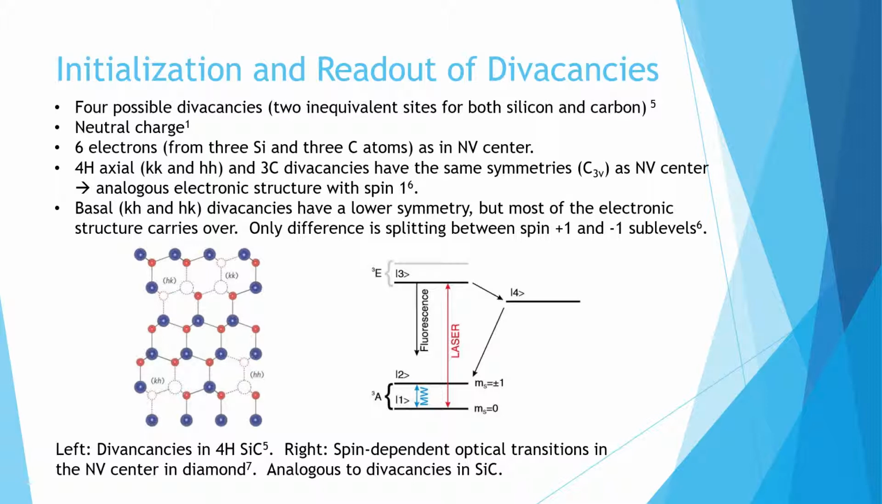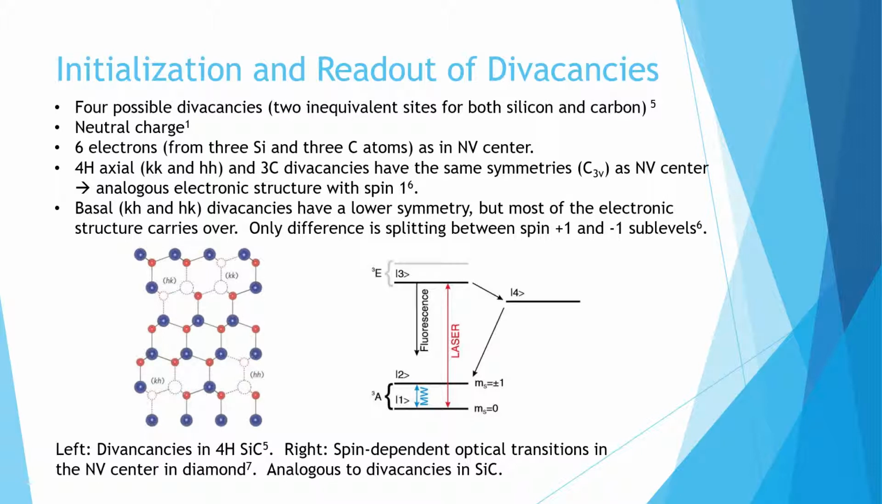And the axial divacancies in 4H silicon carbide, as well as any divacancy in 3C silicon carbide, have the same symmetry as the nitrogen vacancy center, which means since they have the same number of electrons and the same symmetry, a lot of the electronic structure is going to carry over. So you still get spin-dependent polarization, which you can use for initialization and readout.